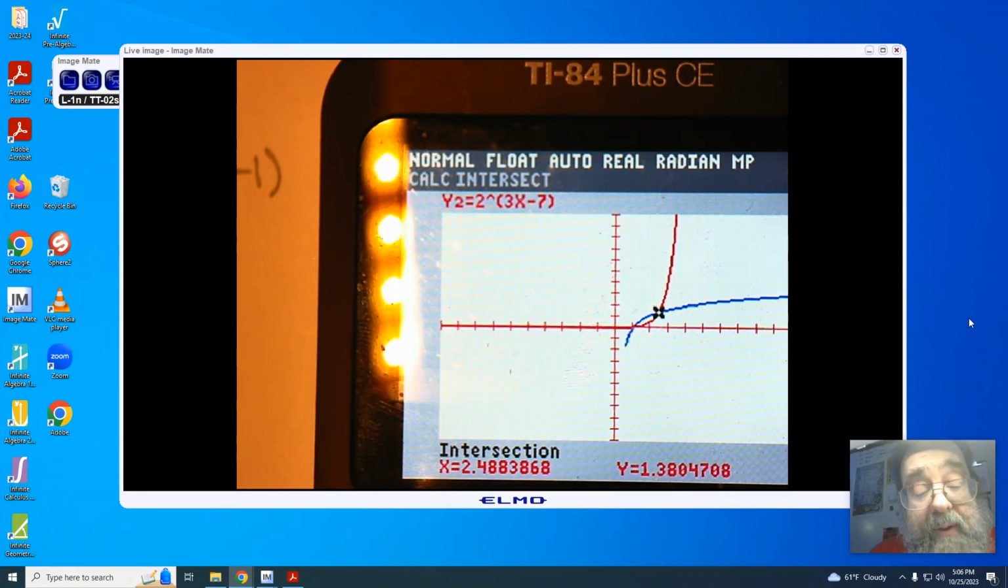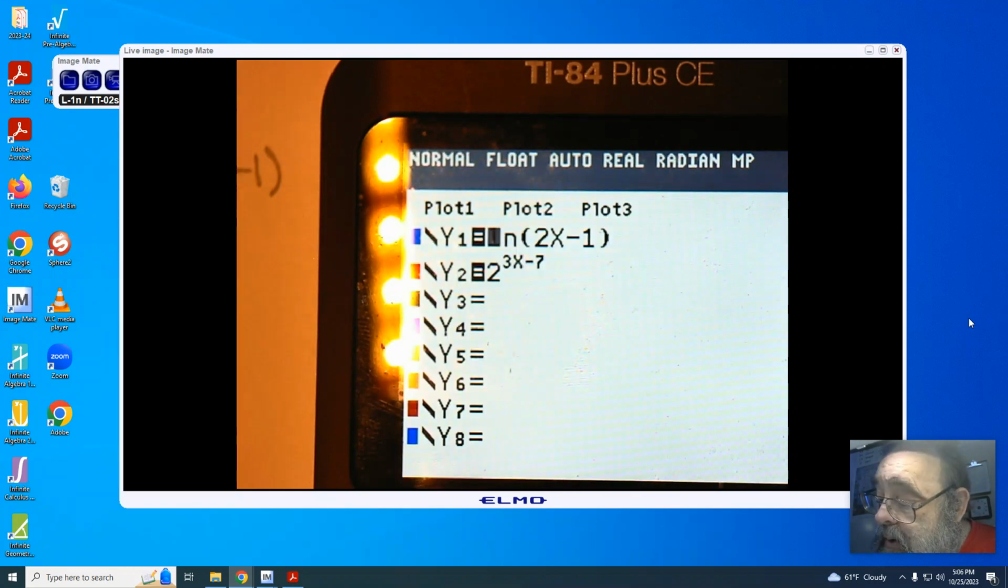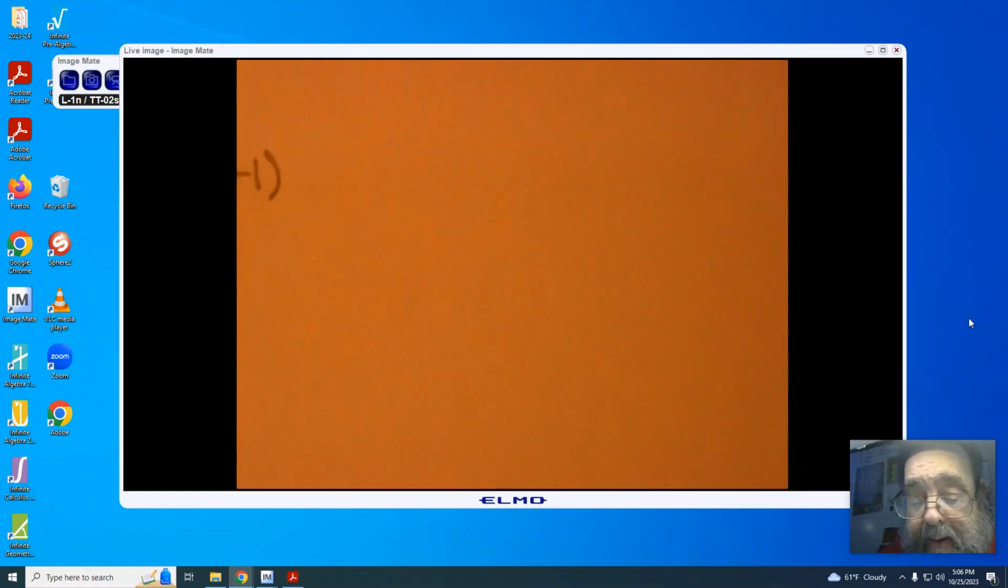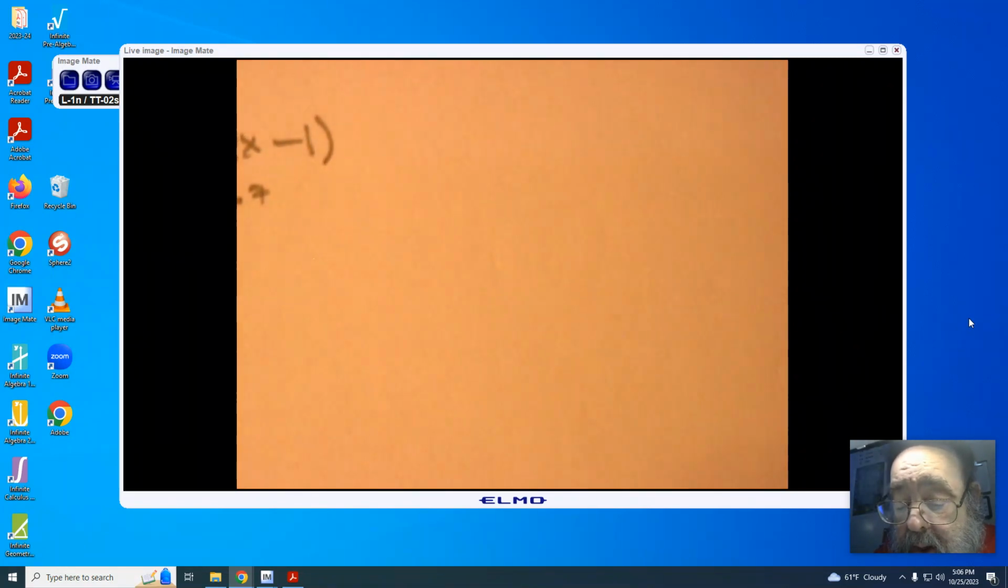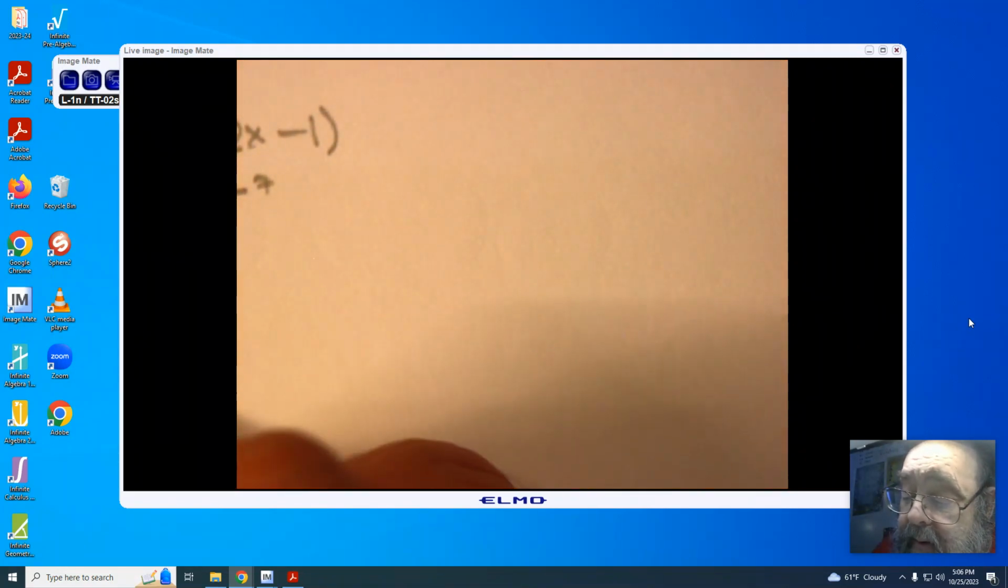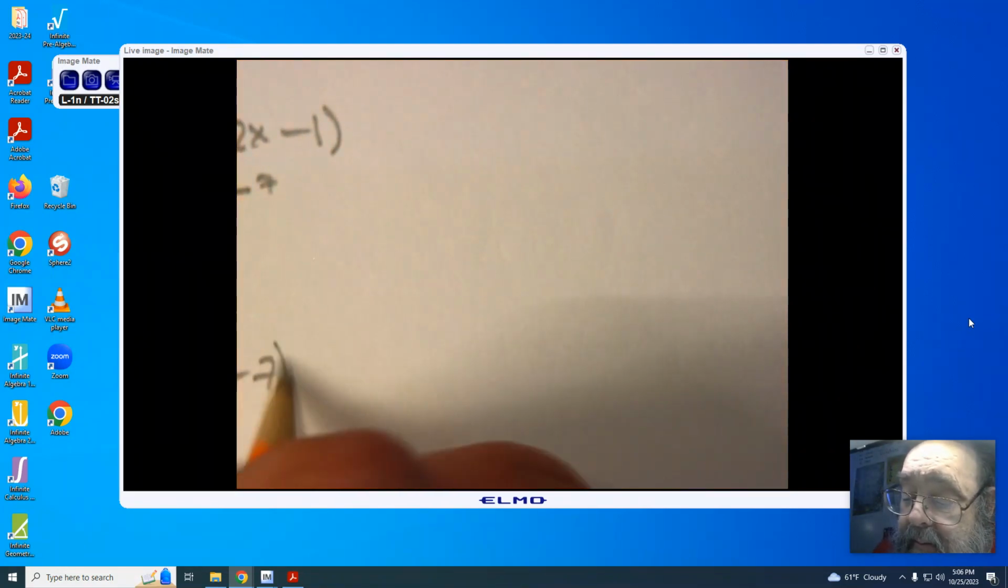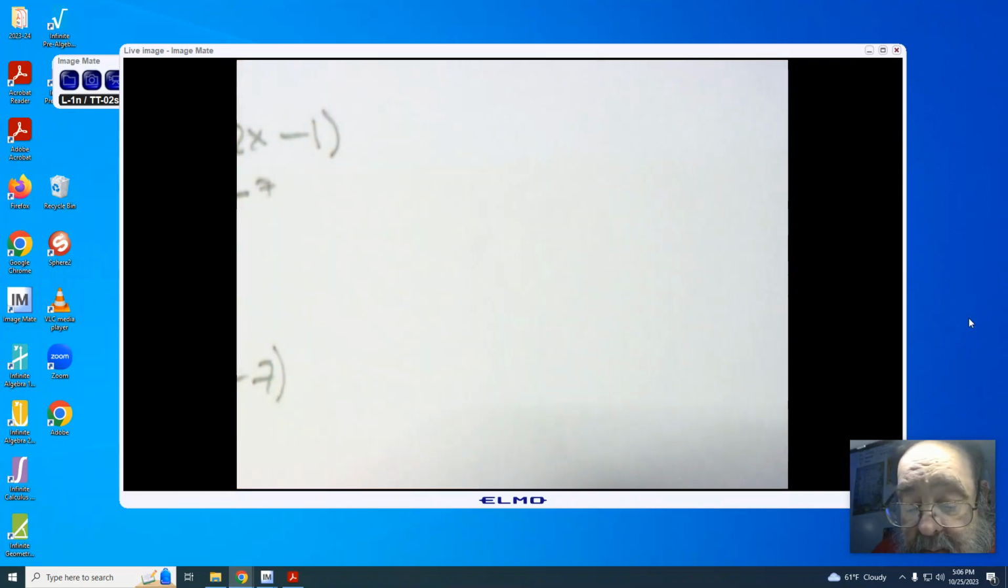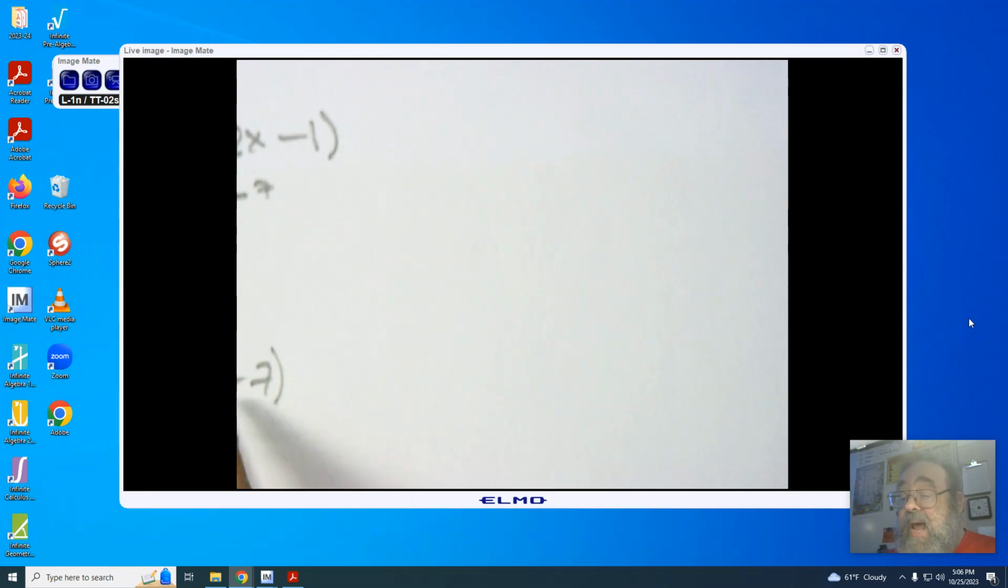Let's take a look at another example. y equals, and this time let's do the natural log of x plus 7, and 3 to the power of 4x plus 1. Now remember, this has an asymptote and curves upward. This one has concavity up as opposed to concavity down, and we expect 2 intersections.